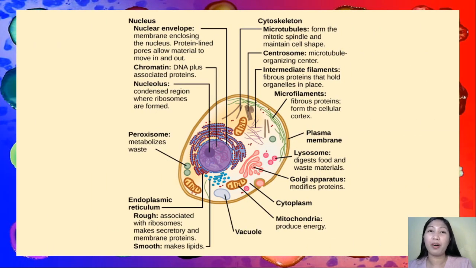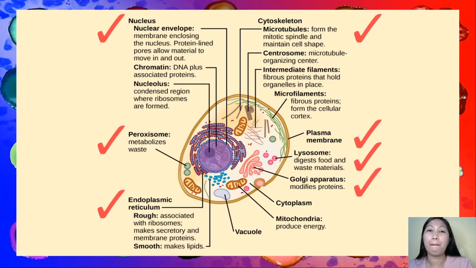Now, let's summarize what we have discussed about cellular organelles. Eukaryotic cells have different structures that help them to function. Some of those structures are nucleus, peroxisome, endoplasmic reticulum, cytoskeleton, plasma membrane, lysosome, Golgi apparatus, cytoplasm, mitochondria, vacuole.